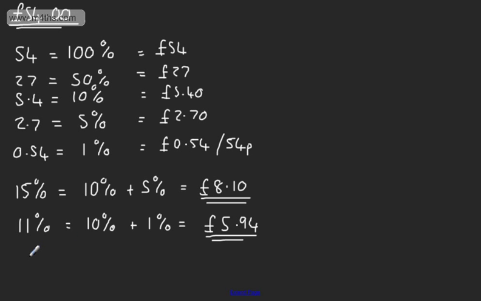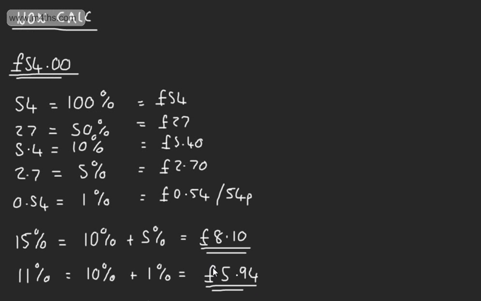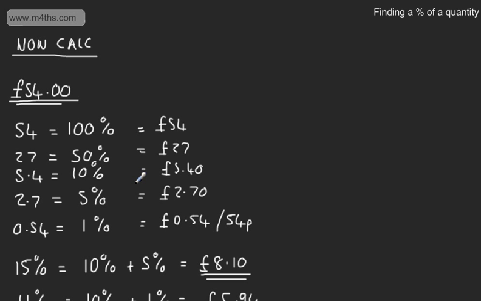So for example, now, if we wanted to find 39%, I would say to myself now that this is going to be 4 times the 10%, and then I would subtract away one lot of the 1%. And we could just go ahead and calculate that. So this is finding a percentage of a quantity. Let's now look at this with a calculator.